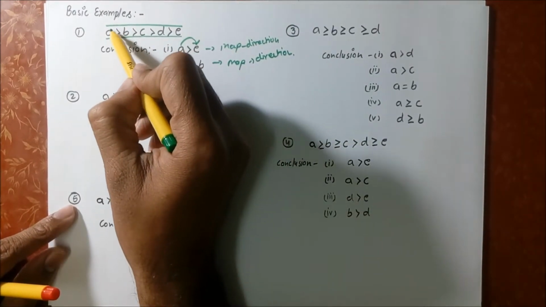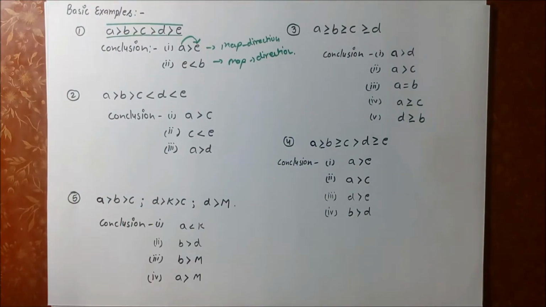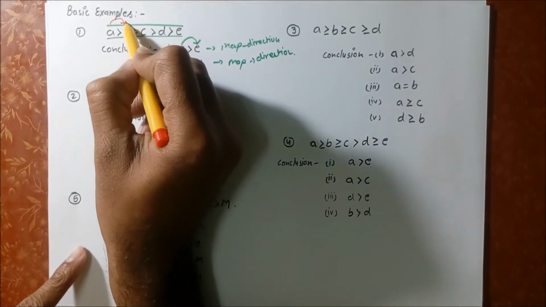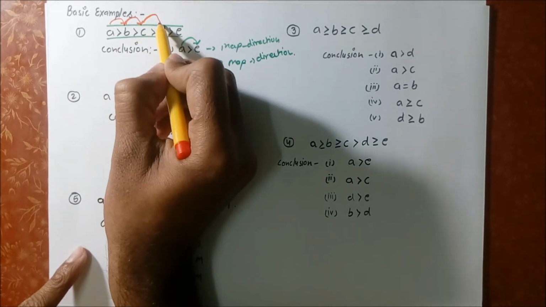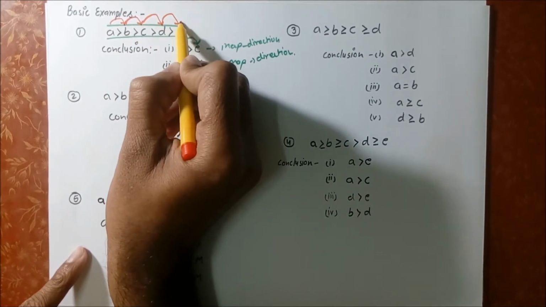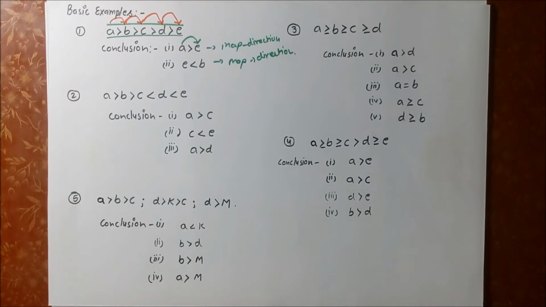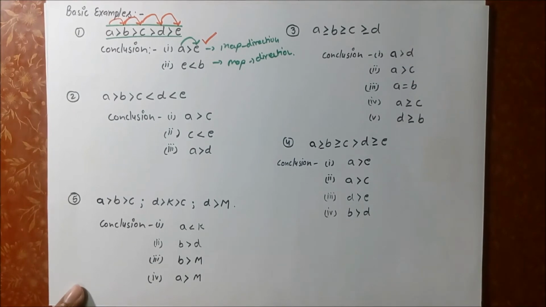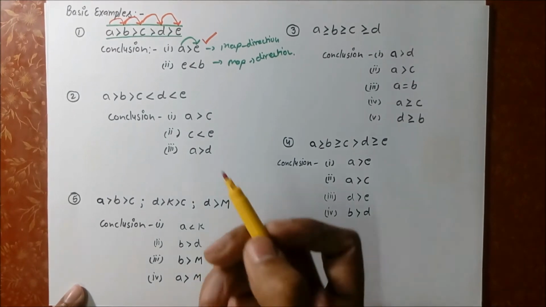I will check A to B, yes I can go. B to C, yes I can go. C to D, yes I can go. D to E, yes I can go. Means I can pass through A to E. So that conclusion will follow, means that conclusion is right. Then I will check the next one.